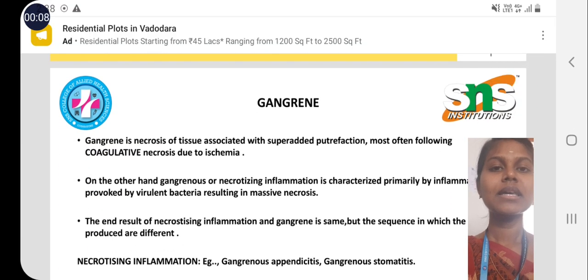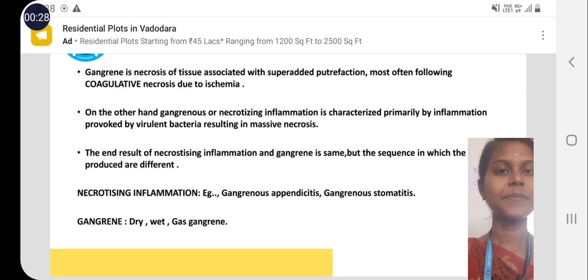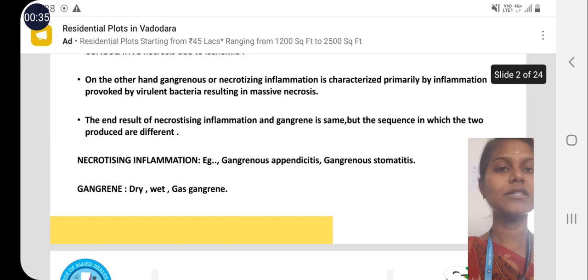So, gangrene is necrosis of tissue associated with superadded putrefaction, most often following coagulative necrosis due to ischemia. On the other hand, gangrenous or necrotizing inflammation is characterized primarily by inflammation provoked by virulent bacteria resulting in massive necrosis. The end result of necrotizing inflammation and gangrene is the same, but the manner in which the two are produced is different. Necrotizing inflammation, for example: gangrenous appendicitis, gangrenous stomatitis.